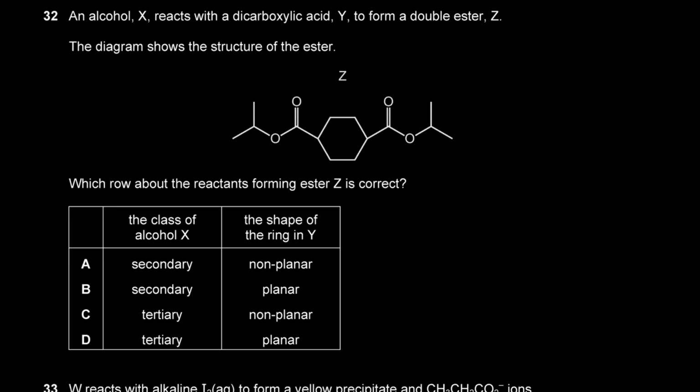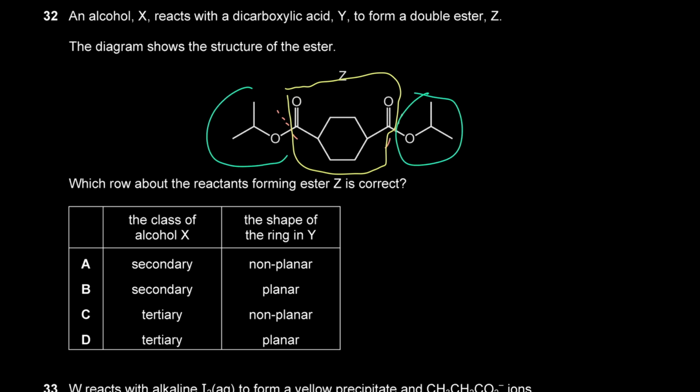We can determine the alcohol by first looking at the ester linkage, right? It's the bond between the C=O and the oxygen, that single bond that forms when the ester forms. So this part came from the dicarboxylic acid, and then these two ends came from the alcohol, right? So this used to be an OH group, and this used to be an OH group. So the alcohol over here is this guy.